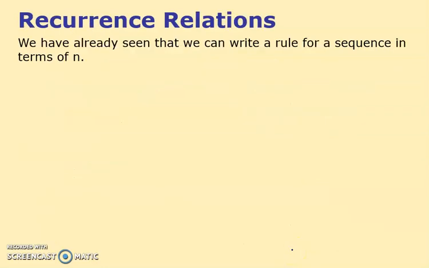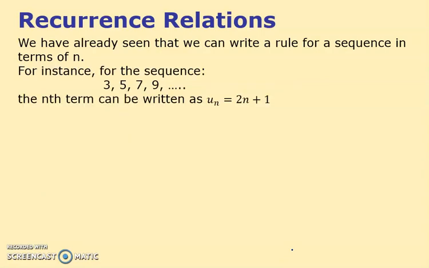Okay. Recurrence relations. We've already seen how do you write the nth term of a sequence. 3, 5, 7, 9. It's going up in 2s. But the 2n, which I want to write, is 2, 4, 6, 8. So we have to add 1 on. So 2n plus 1 gets me the right answer. So that's the nth term.